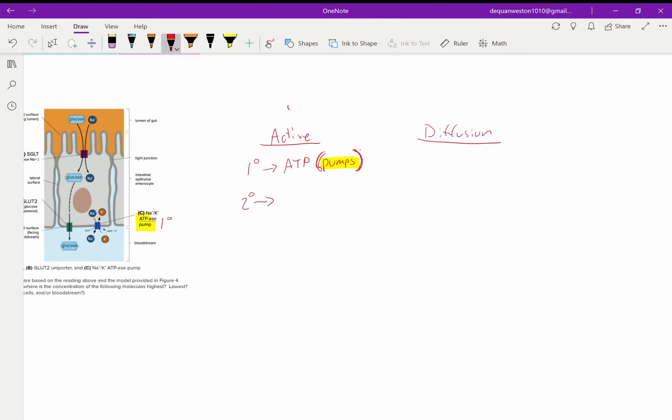Secondary uses the momentum of one molecule to pull another molecule through. And so this is going to be your antiporter and symporter. I memorize these by sim, sounds like same. So symporter is bringing them the same way. Anti is anti, like one's against the other, and that's how I memorize those. So we'll do S and A. S is for symporter, A is for antiporter.